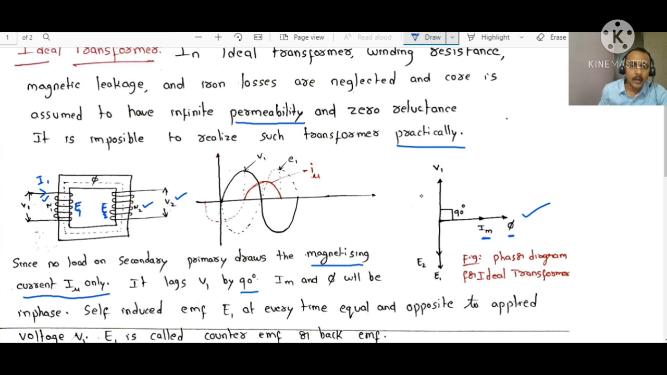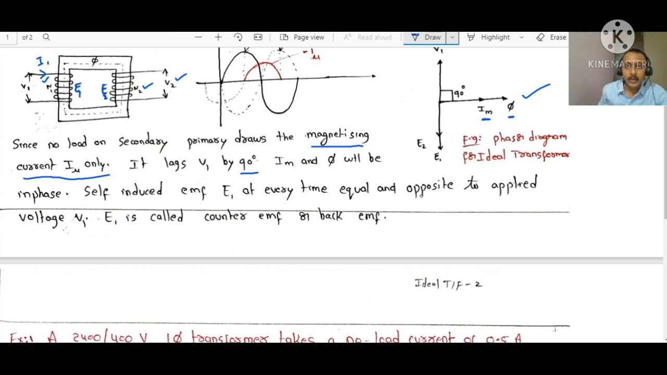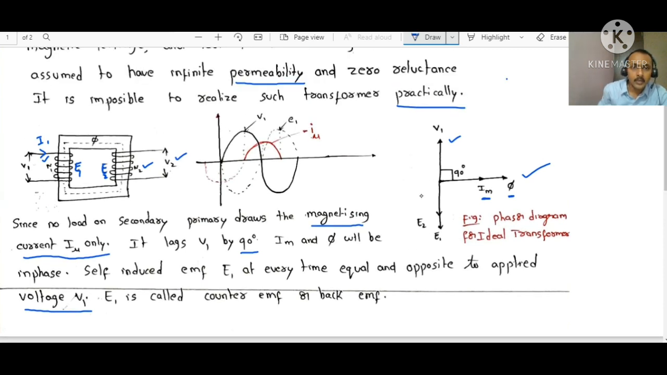And one more important point, the induced EMF E1 at every time will be equal and opposite to the applied voltage V1. So it will be exactly 180 degrees out of phase with respect to V1. That is the reason why V1 is drawn on this side, and E1 is quite opposite, drawn 180 degrees out of phase. If you observe the waveform also, V1 is starting here at the origin, and this dotted line indicates E1.